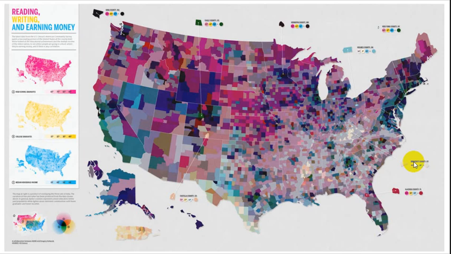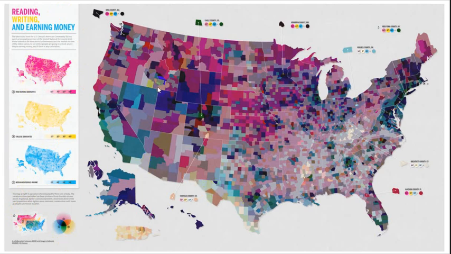Here is another way to encode, and notice that this is using subtractive color. So we have, let's see here, what does this say? High school graduates maybe in pink, college graduates in yellow, and I don't know, medium, some kind of income. Reading, writing, and earning money. So income down here. So areas that are very pink must have a higher proportion of high school graduates.